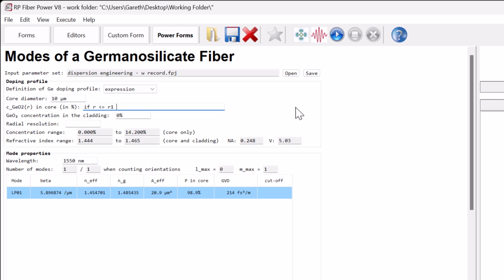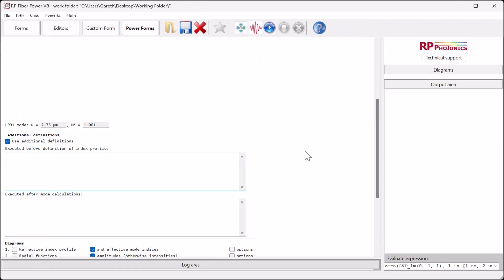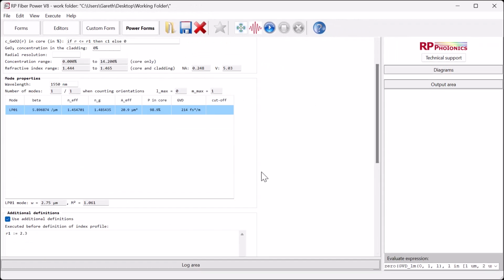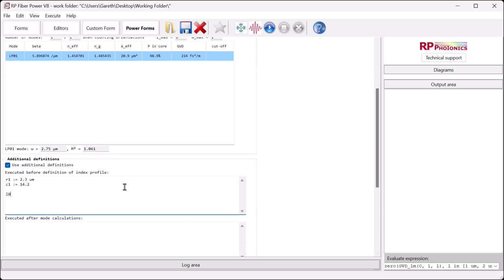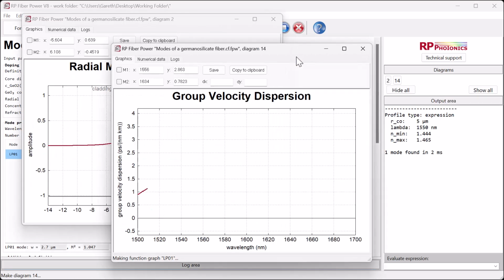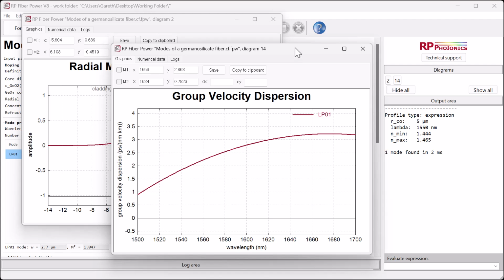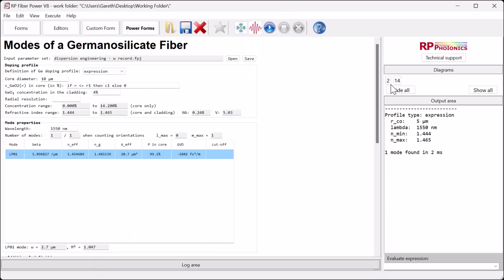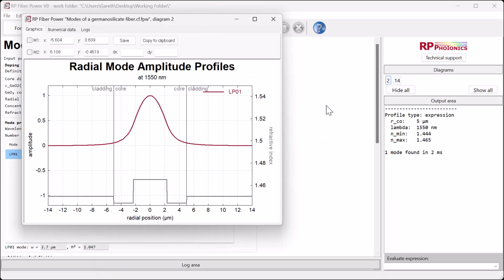Lastly, we turn to a dispersion flattened fiber with a W-shaped doping profile. To achieve this, we define a profile where the core has a doping concentration C1 from the center to some radius R1, followed by zero doping up to the core radius, and a higher germanium dioxide concentration in the cladding. This gives us a curved dispersion profile and a somewhat W-shaped refractive index profile.